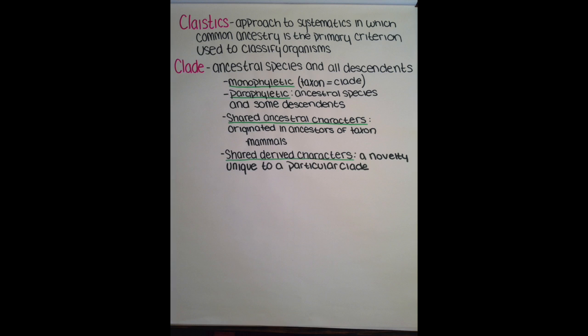In contrast, shared derived characters are characteristics that are unique to a particular clade. In mammals, hair is considered a shared derived character because all mammals have hair, but hair is not found in their common ancestors. Phylogenies are developed using derived characters.